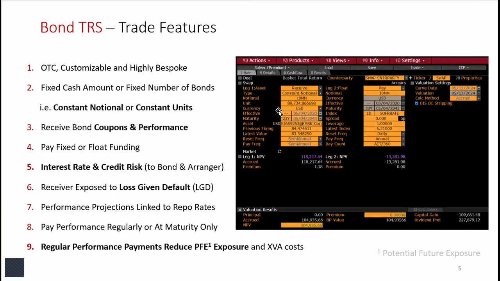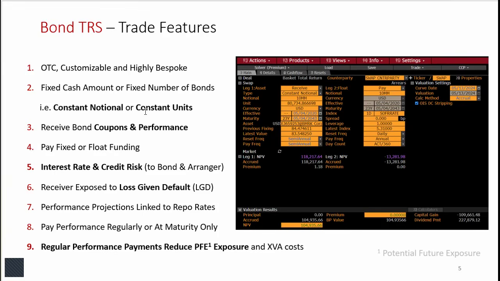What you'll see in Bloomberg is that you get the choice to specify whether you're trading constant notional or constant units. Constant notional means the notional is constant over the life of the TRS, and that means we may have to re-hedge the TRS. The payer of the coupons and the performance will have to re-hedge the position every coupon period just to make sure that the cash amount, that constant notional, is respected over the life of the TRS.